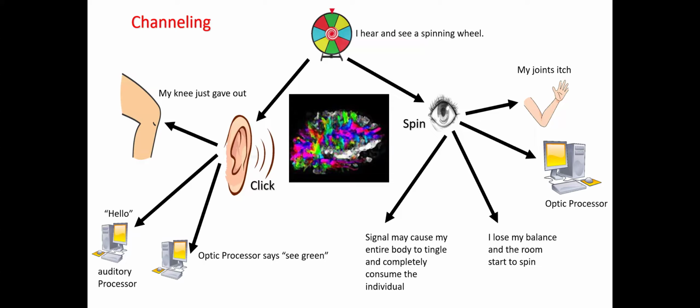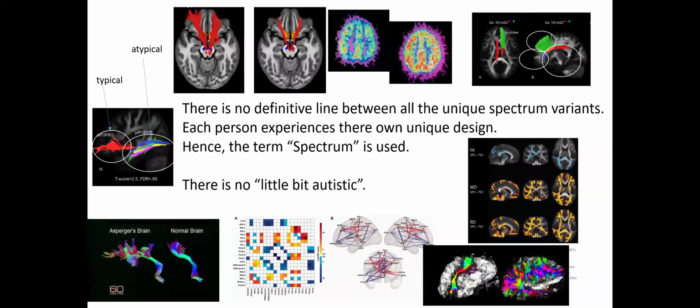I have one person in our family who, when you say one, they see brown. So they're mixing all the signals together. There is no definitive line between all the unique spectrum variants. Each person experiences things differently.